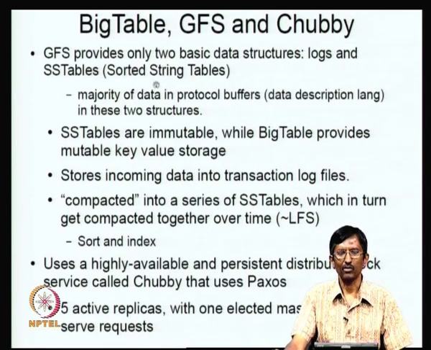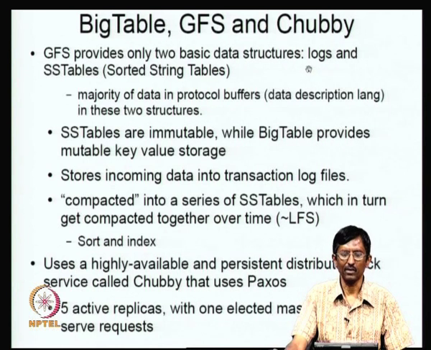So basically what happens is that you are transferring data from one system to another using these protocol buffers, and these things are finally ending up in logs or SS tables, and these are persistent. But while they're persistent, you need to keep them in memory as they're being constructed. So that's where BigTable and GFS come into the picture.